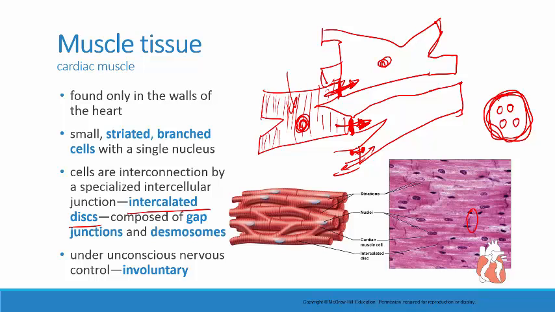This is an intercalated disc. This is an intercalated disc. Here they are. So you want to look for that, and I'll make sure that you can see that there are striations in the cells as well. So you can make out some of that striatedness right there if you look in this area here.